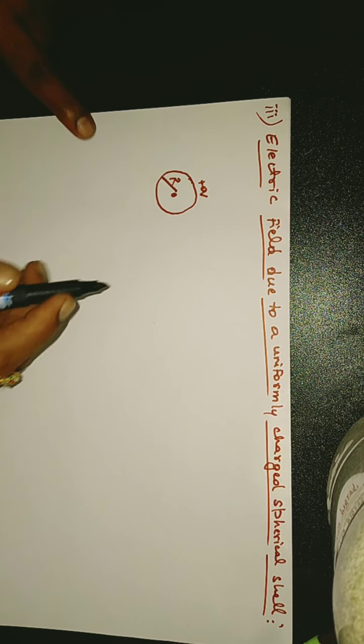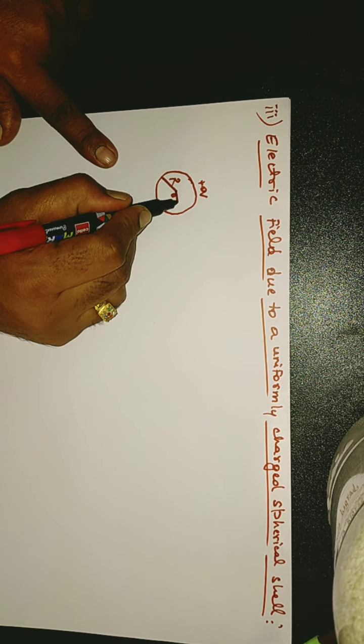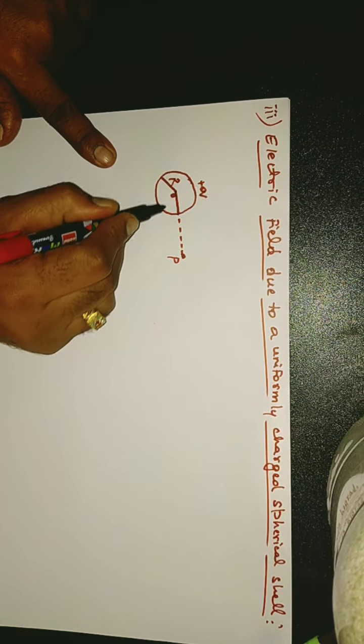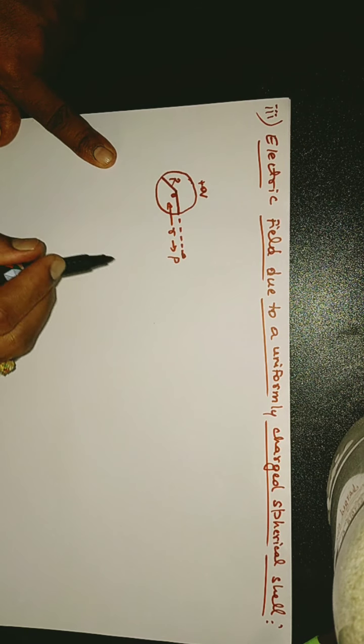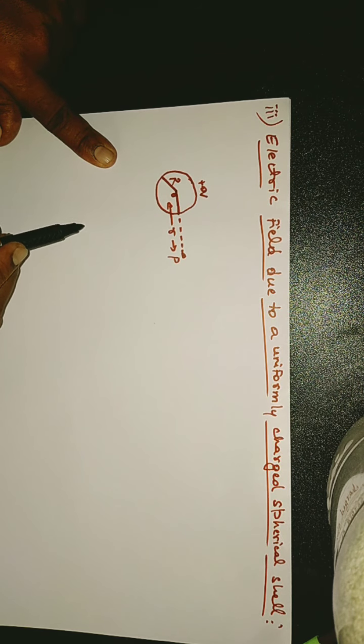Now, we will consider a point P here at a distance r from the center of the sphere, where we want to know the electric field due to this charged sphere. So, now we will have to consider a Gaussian surface. In this case, Gaussian surface would be a sphere. So, what is a Gaussian surface? Again, any surface to which Gauss law is applicable.